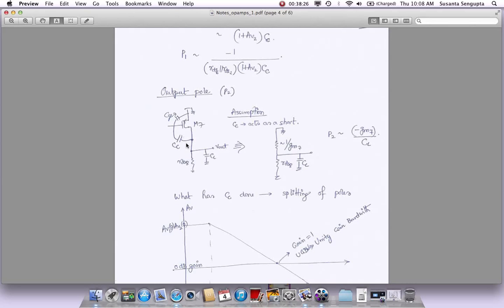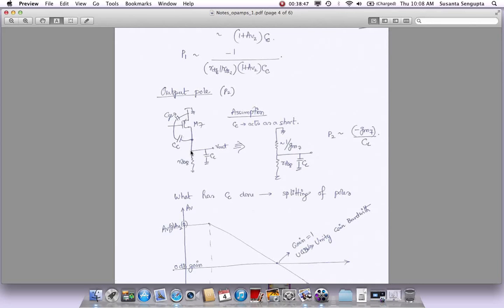It starts to act as a smaller and smaller impedance. With that assumption, the CC acts as a short. What will happen if we just put a short across this? What will be the impedance looking here? The impedance looking here, since it is acting as a short, will be roughly 1 over GM7, right?